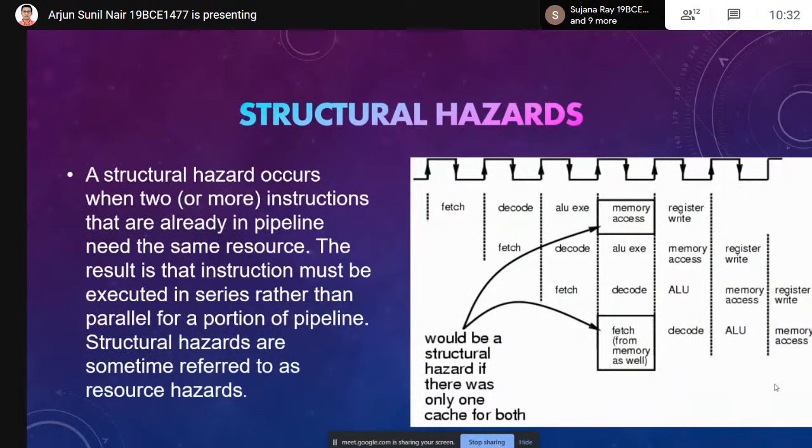Now I'll talk a little about structural hazards. As you can see in the figure, in the designated clock cycle, the memory has been accessed as well as fetched. Since there is only one cache for accessing it, it will be considered a structural hazard. Structural hazards are usually known as resource hazards, because if the processor does not have enough resources to carry out the pipeline instructions, they would cause a lag or stall inside the pipeline, which would affect the processor speed and performance.